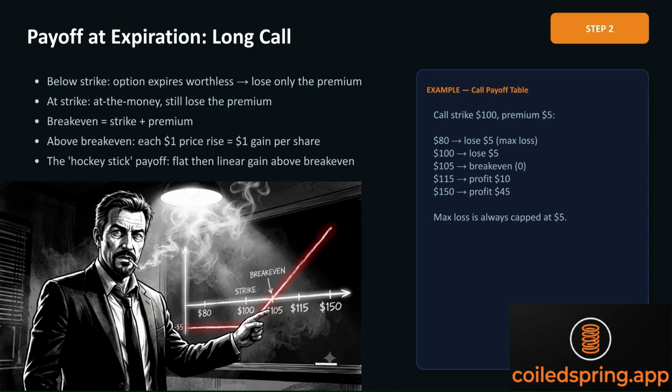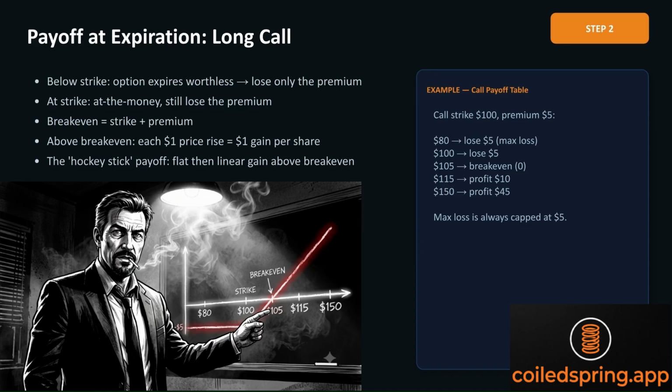Stock at $80 at expiration. The stock is well below your strike of $100. You would never exercise the right to buy at $100 when the market offers the stock at $80. The option expires worthless. Your loss is exactly $5, the premium you paid. Nothing more. Stock at $100 at expiration. The stock is exactly at your strike. Exercising gives you the right to buy at $100, the exact same price as the market. No advantage. The option is worth $0 at expiration. Your loss is still $5, the premium.